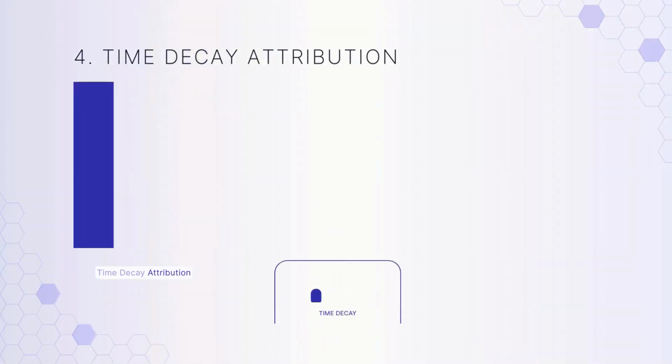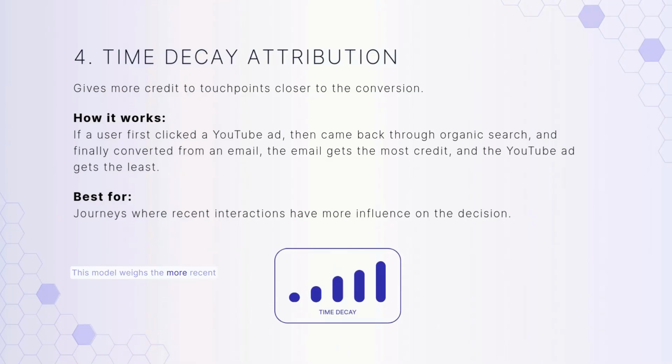Time decay attribution. This model weighs the more recent touchpoints more heavily. So if a user starts with a YouTube ad, later searches for your brand, and finally converts from an email, the email gets the most credit and the YouTube ad gets the least. Time decay works well when you think recency has the most influence on conversions.